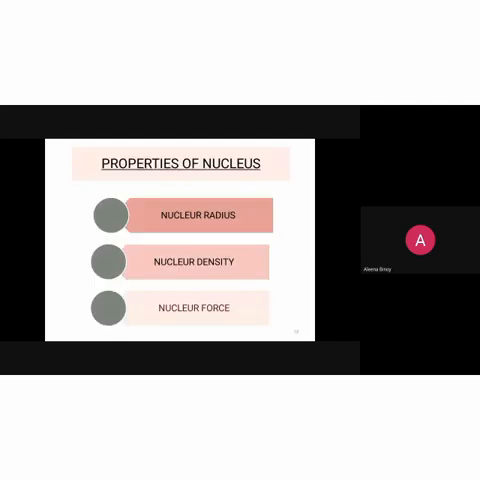Today I'm going to explain the properties of the nucleus. Before that, we have learned what a nucleus is, and some information was given by Aleena. We all know that the nucleus is made up of protons and neutrons, and the protons carry positive charge while neutrons carry no charge. These are some basic ideas of the nucleus. Today I'm going to take three properties: nuclear radius, nuclear density, and nuclear force. First of all, we can move on to nuclear radius.